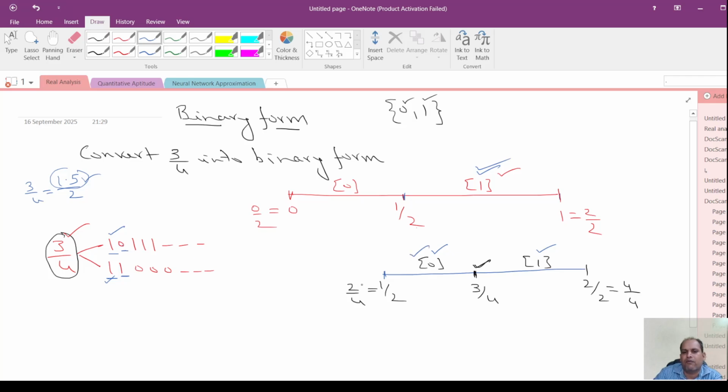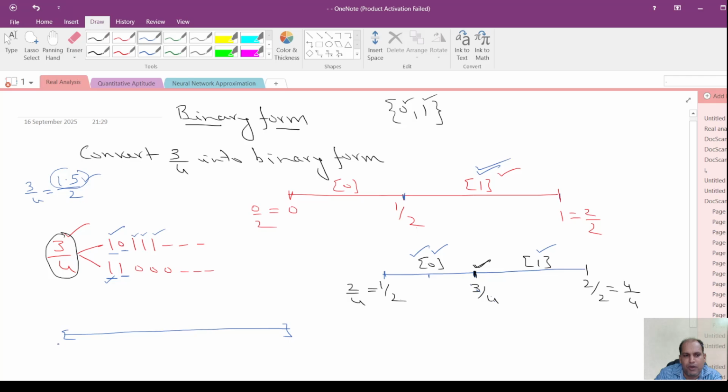Now, suppose we select this one, 0. Then, just similar to the case of the decimal system, here 3 by 4 will be the end point of the interval 0 denoted by 1 by 2 to 3 by 4. So again, if we keep on dividing this into 2 such intervals, then 3 by 4 I can write as 6 by 8. So it will always be in the last part of the further division. So all terms will be 1, all terms will be 1.